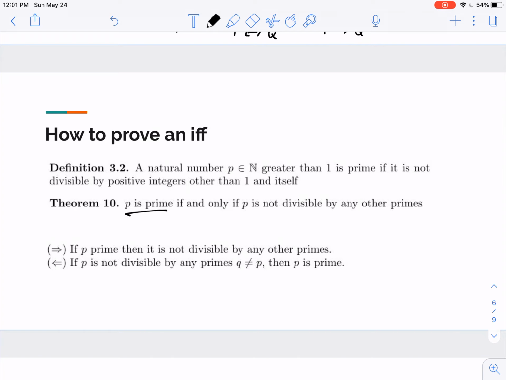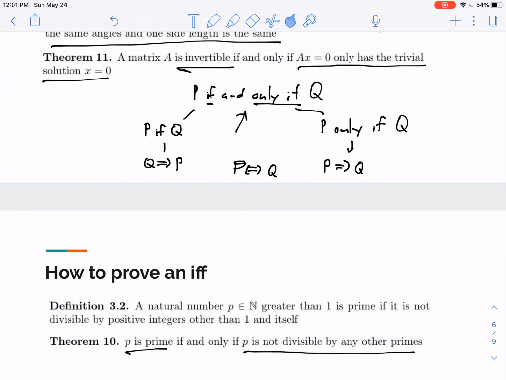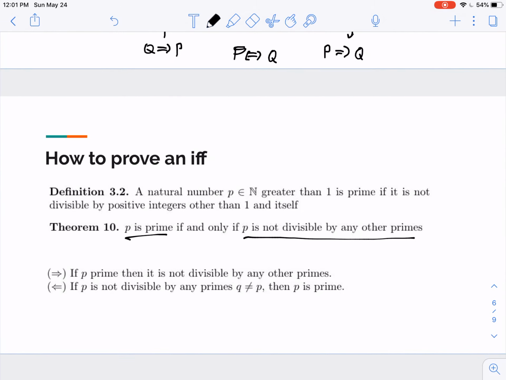So that's the first part. If and only if P is not divisible by any other primes. Remember, whenever you see an if and only if statement, you want to prove both directions as we outlined. You want to prove that the first thing implies the second thing and the second thing implies the first. We'll often refer to P is prime implying P is not divisible by any other primes as the forwards direction, because you're going forward in this statement, and proving the other direction, using P is not divisible by any other primes to prove that P is prime, as the backwards direction.